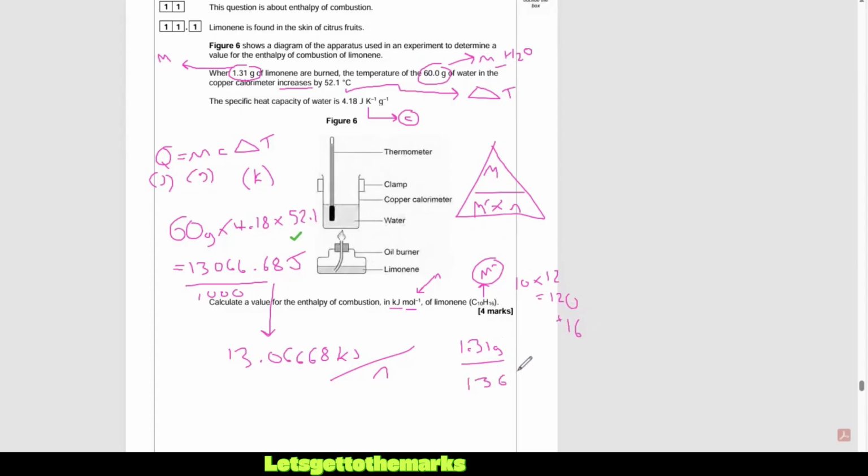So let's smash that into the calculator. 1.31 divided by 136 equals, I hope I've done this right, 120 plus 16 for the hydrogen, 136. Yeah, 1.31 divided by 136 equals 0.00963, whatever. I'm not going to write this all out because it's just going to take me forever. By this time, you'll have grown a beard.